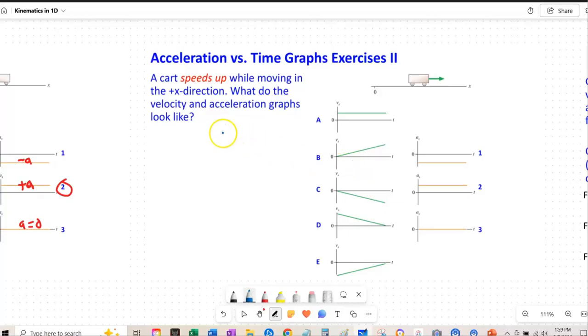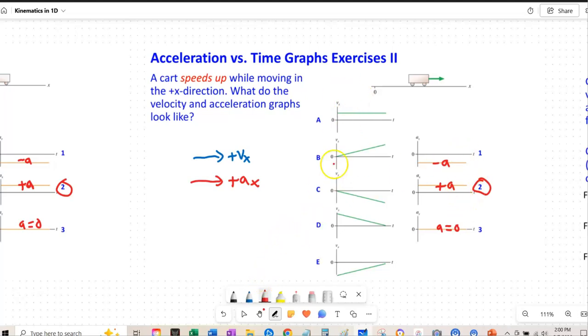Okay, we're back. Moving to the right, it's going to have a positive velocity in the x direction. And if it's speeding up, that means its acceleration vector, which is parallel to the velocity vector, is also pointing in the same direction. So number 1 shows a negative acceleration. Number 2 shows a positive acceleration. And number 3 shows a 0 acceleration. So number 2 fits this.